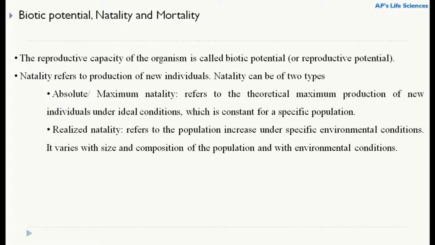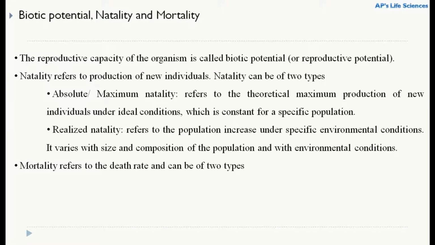Realized natality refers to the population increase under specific environmental conditions, that is, in the existing environmental condition, and it varies with the size and composition of the population and with environmental conditions.